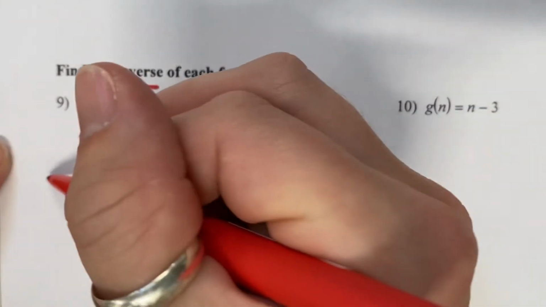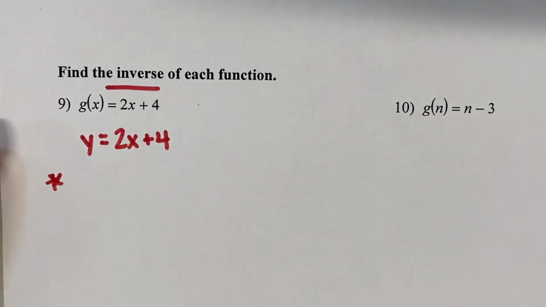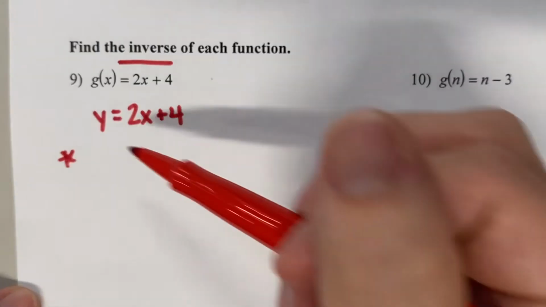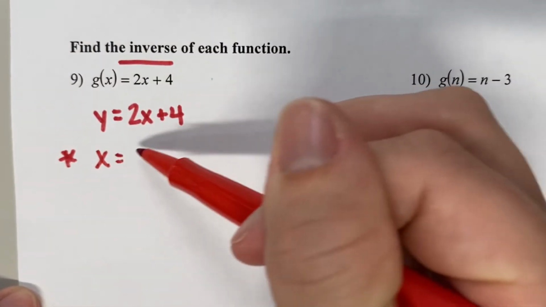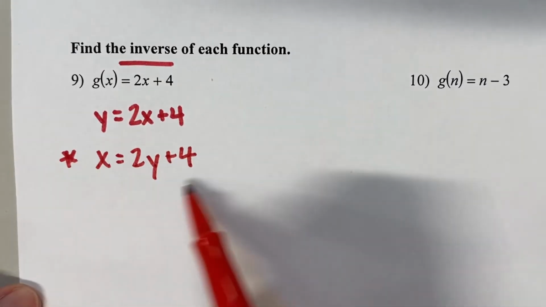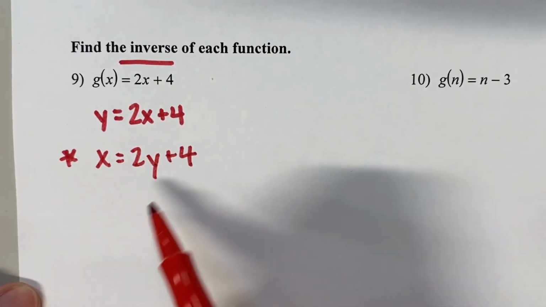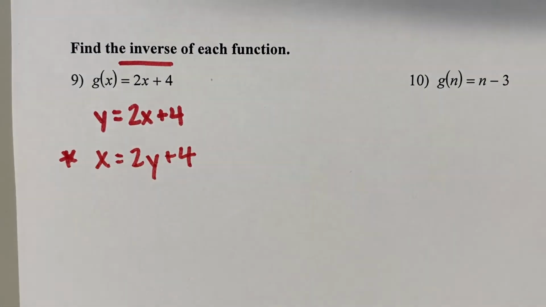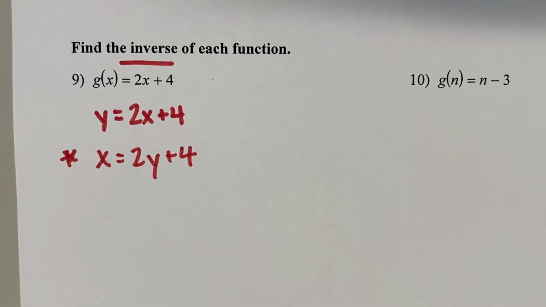Okay, now comes our inverse step. I'm going to put a star by it. This is the most important. Just like we flip the x's and the y's here, same thing when we're solving. Our y becomes x, our x becomes y. So now we have x equals 2y plus 4, which we can then solve for y. Once we get y by itself, we'll have the inverse.